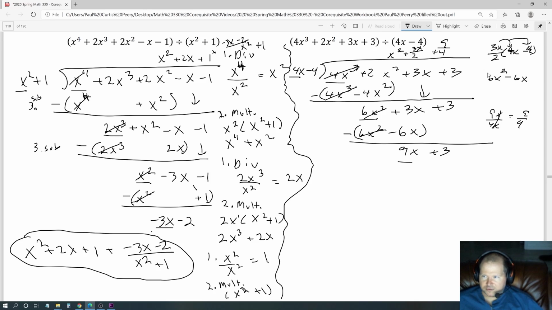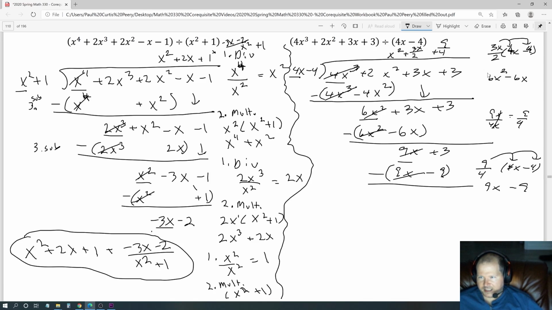Then we have to multiply it through, so now we're saying 9/4 times 4x minus 4. Okay, so we do that. That gives me 9x. I multiply there, and that gives me a negative 9. So it gives me 9x minus 9. And we subtract. These cancel out. And then it's 3 minus negative 9, which is the same as saying 3 plus 9, which gives me 12. And because we can't divide 12 by 4x, I'm just going to leave the 12 over here. So I'm going to say 12 over 4x minus 4.